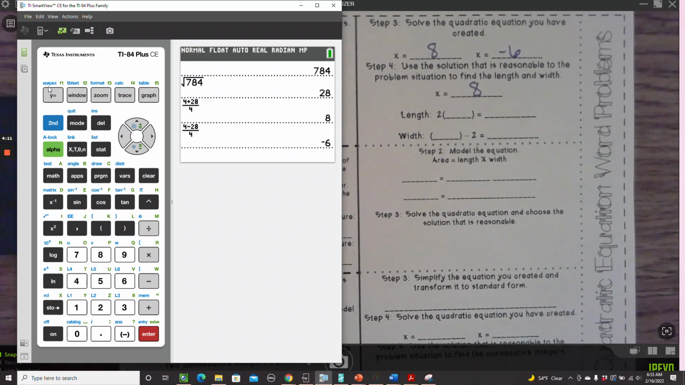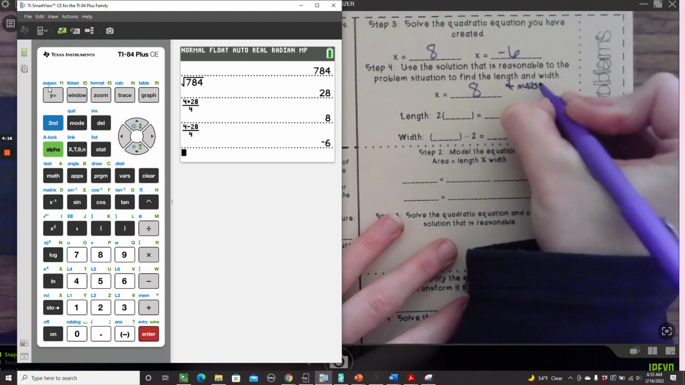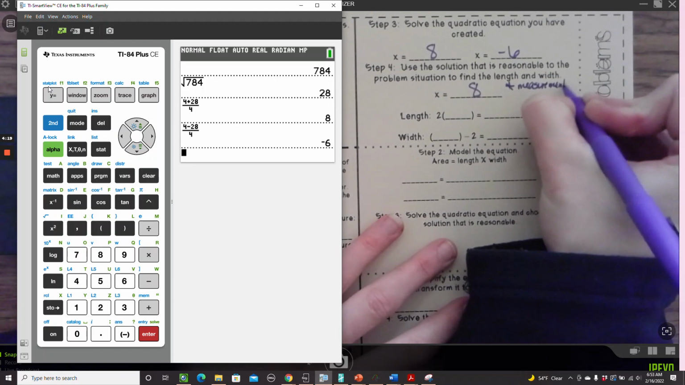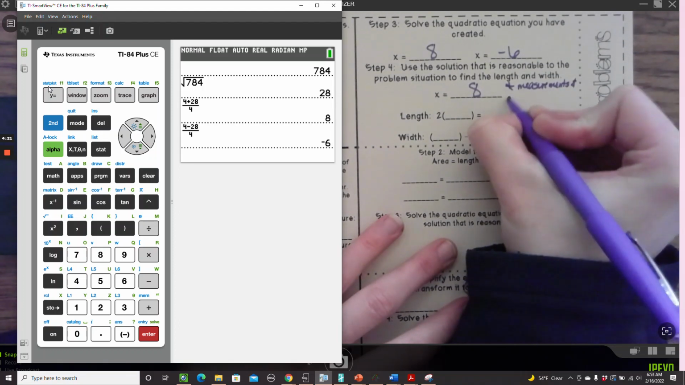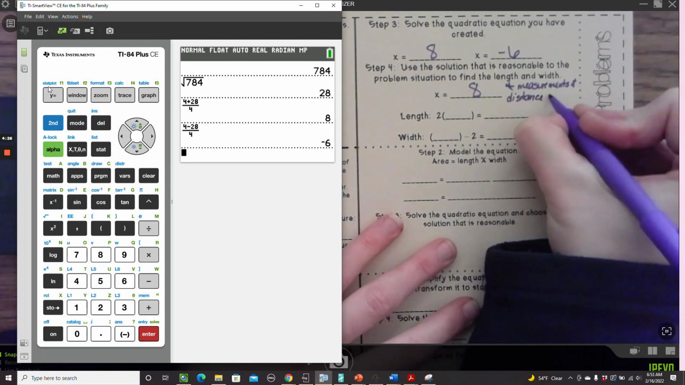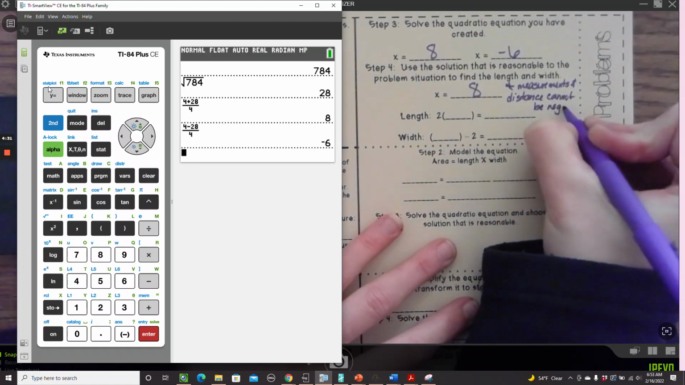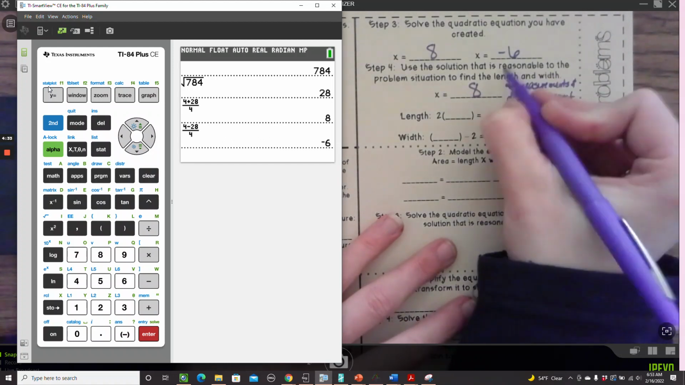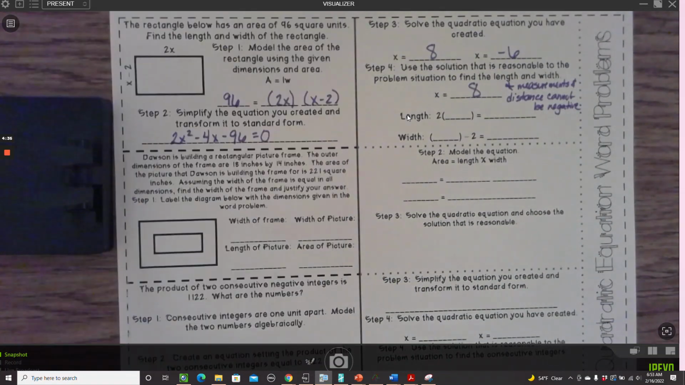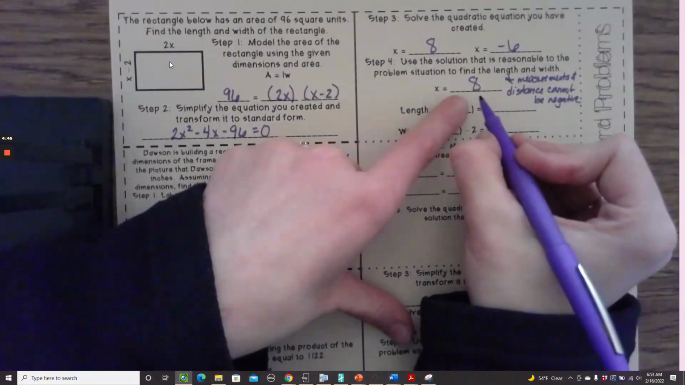Because measurements and distance cannot be negative, I'm going to put a little note here. If I use that negative 6 and multiply that by 2, that would give me the length of a negative 12. You'll never see a measurement that's a negative number in a real world problem. So that's why we're going to use 8 here.